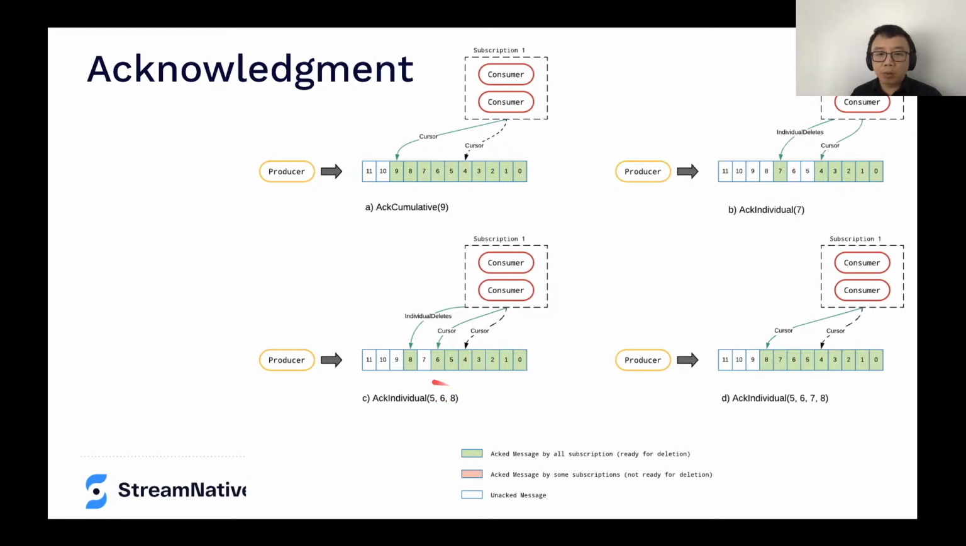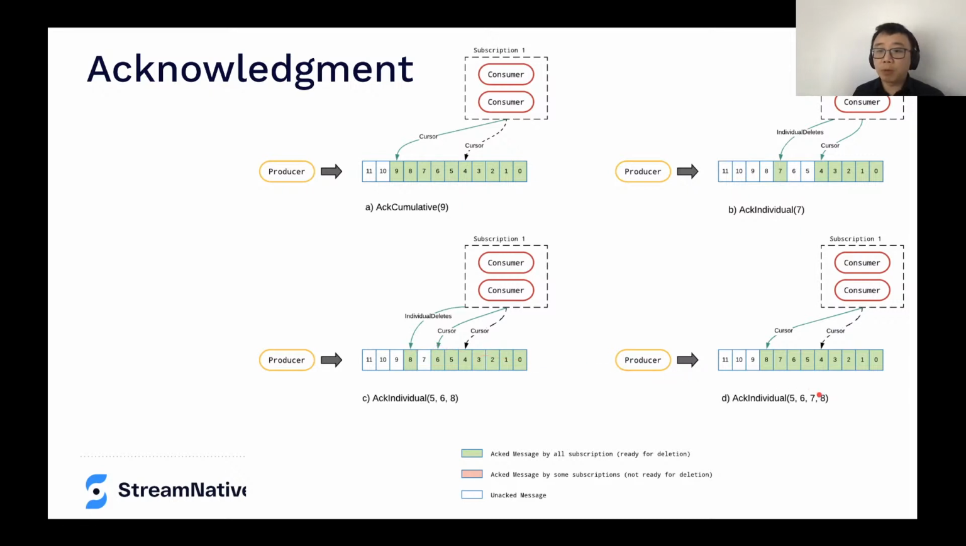So after processing those three individual ack operations, this is how the cursor would look. The offset is positioned at 6, and we record the remaining one as an individual delete.